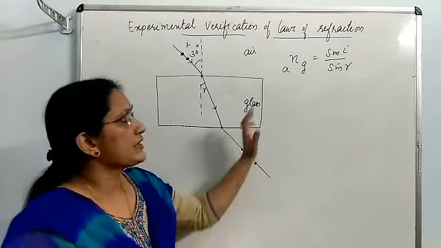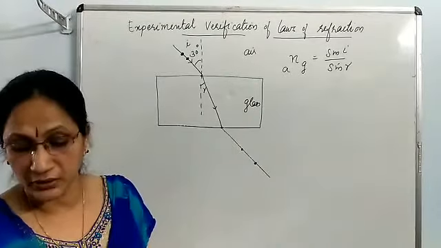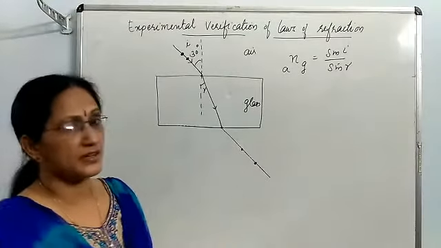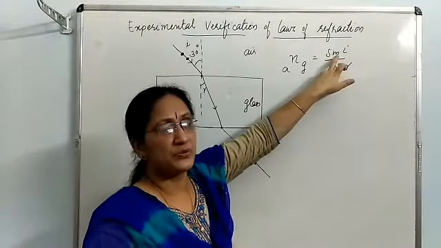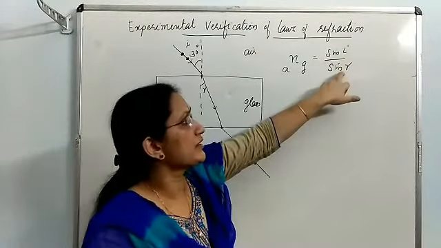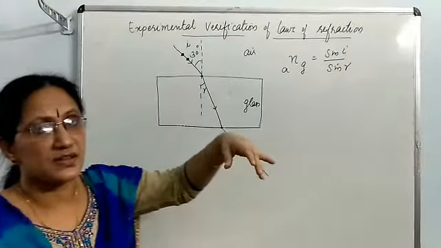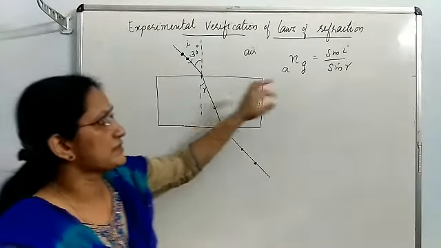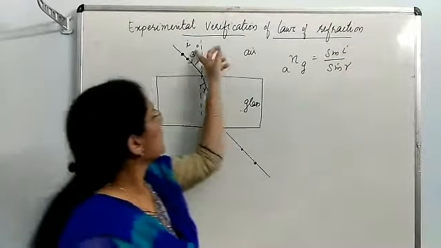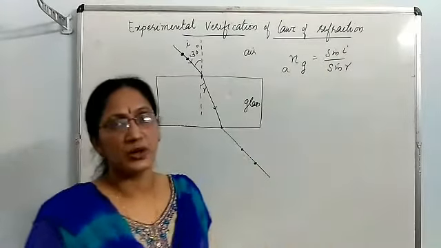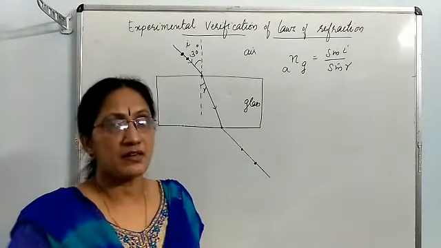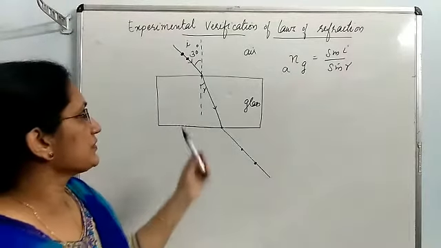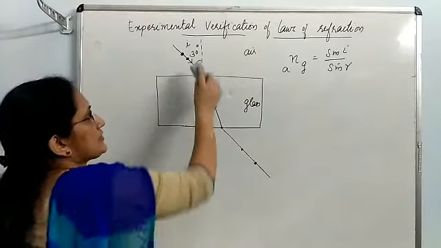Now, there is an alternative method to calculate the refractive index. Here the difficulty is you have to use a logarithm table to find sin 30 and sin R values, whatever they are. Suppose R came 27, then sin 30 by sin 27. You have to use a logarithm table for the calculation. But there is an easy way of calculating the refractive index in this case. See how to do it.